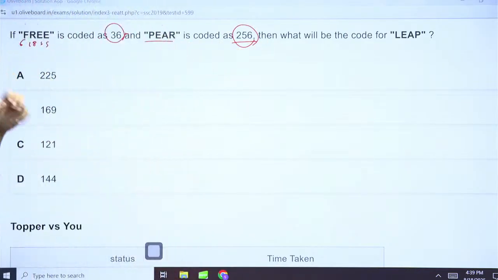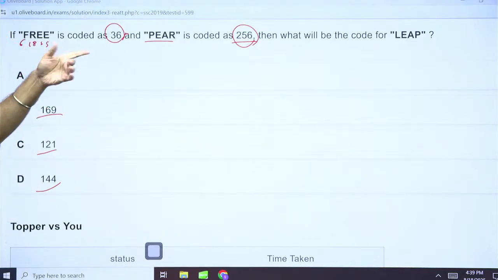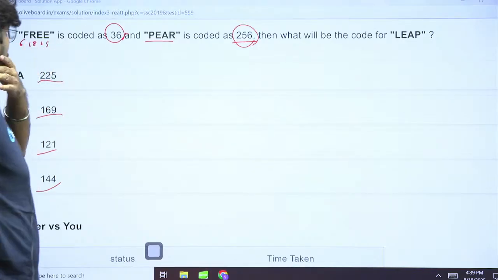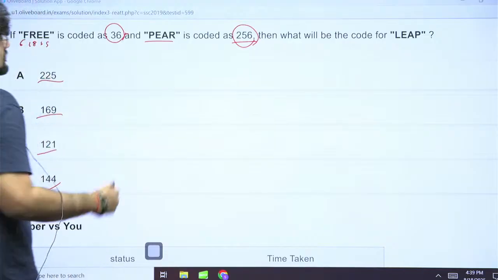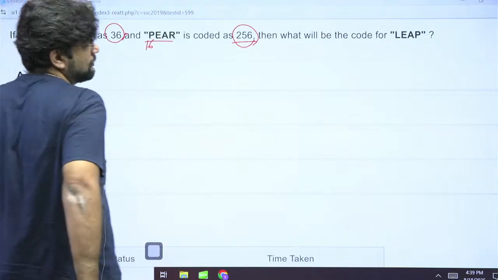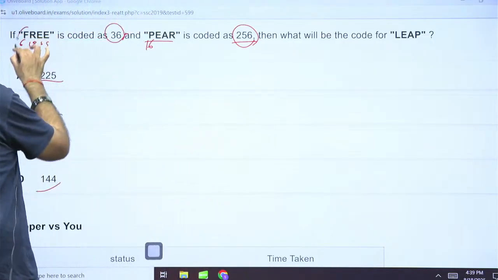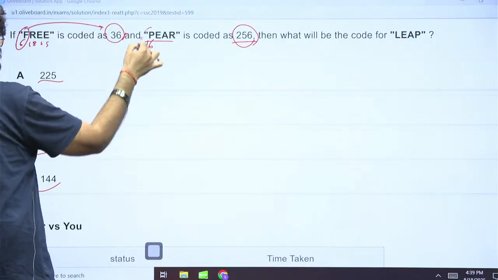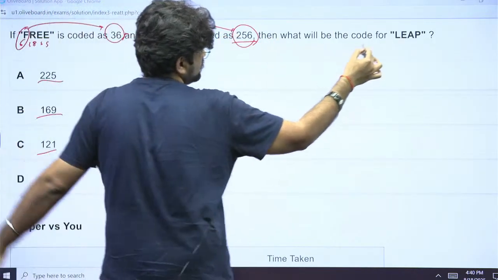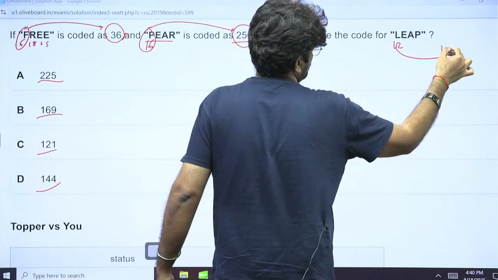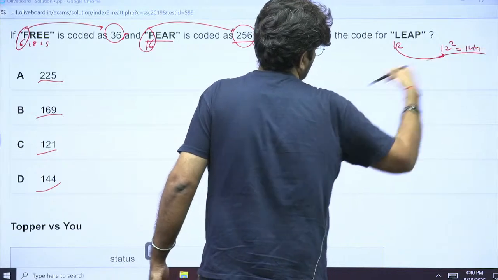For leap, I have all perfect squares as answers. Okay. Number of letters is 4, 4, 4. Not a problem. 6, 16. Okay. Got it. This is the first letter square. So I think this will be first letter square, which is 12 square is 144.